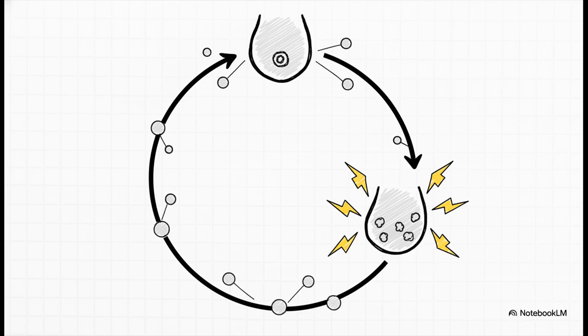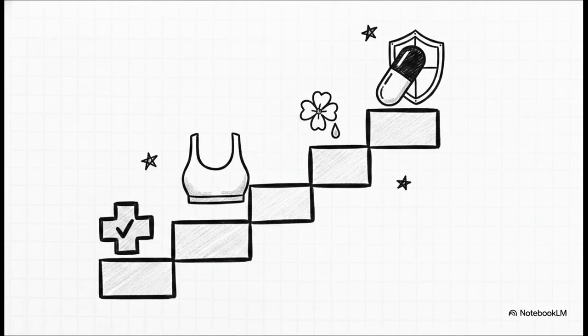And this isn't some random occurrence. It's literally just an exaggerated response of the breast tissue, specifically the stroma and epithelium, to completely normal circulating estrogen and progesterone. Okay, so what does this mean for management? The crucial point is figuring out how to manage this effectively, without overtreating the patient. We use what's called a step-up clinical protocol.